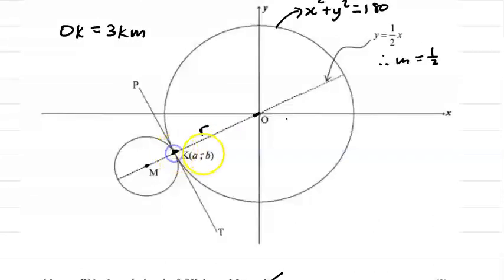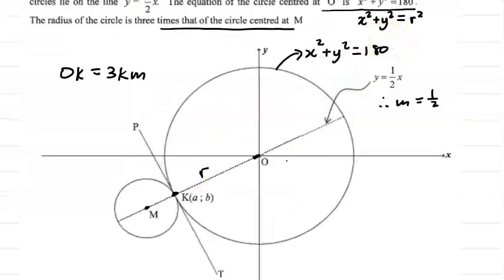4.2, show that K is the point (-12; -6). There's K here. If you look at it, remember, K lies on the line y equals half x. And it also lies on the circle, which is x squared plus y squared equals 180.